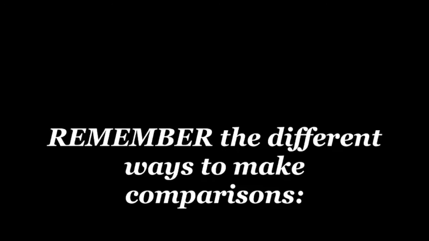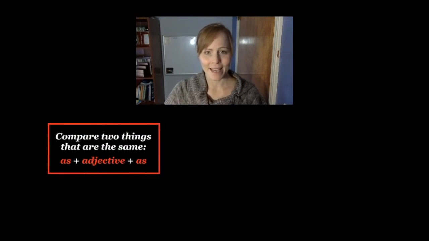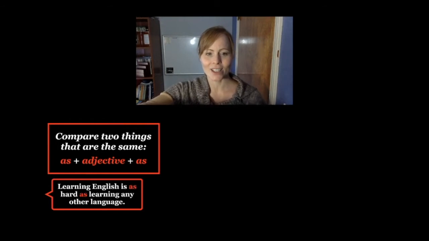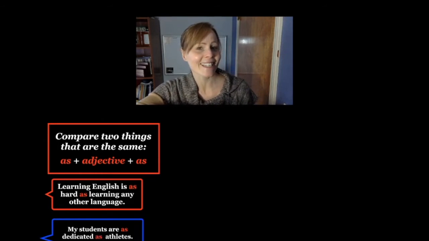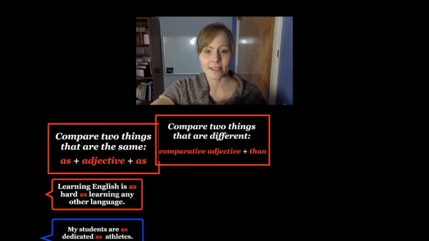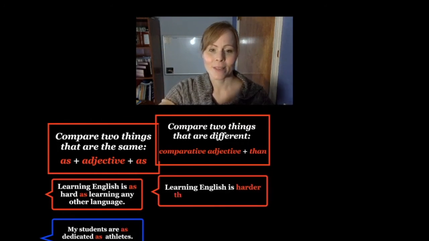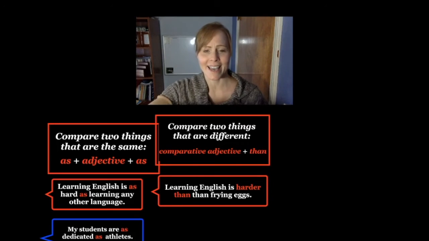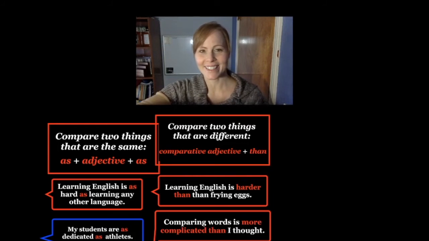So, remember the different ways to make comparisons. Compare two things that are the same: as plus adjective plus as. Learning English is as hard as learning any other language. My students are as dedicated as athletes. Compare two things that are different, using a comparative adjective plus than. Learning English is harder than frying eggs. Comparing words is more complicated than I thought.